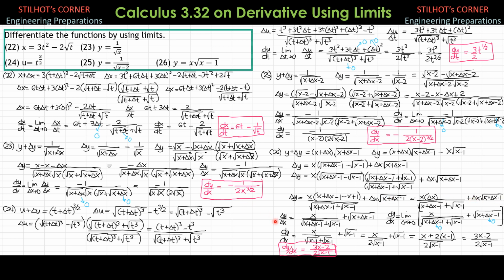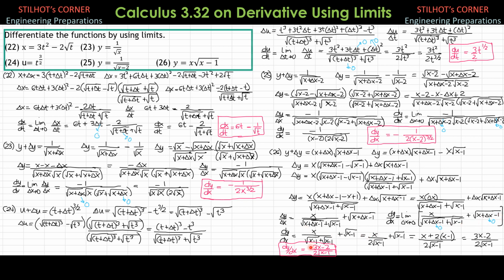So delta y over delta x equals x over this denominator plus square root of the quantity x plus delta x minus 1. dy/dx is the limit of delta y over delta x as delta x approaches 0. So we copy this, then set delta x to 0. So we have x over square root of x minus 1 plus square root of x minus 1, which is x over 2 square root of x minus 1, and plus square root of x minus 1.